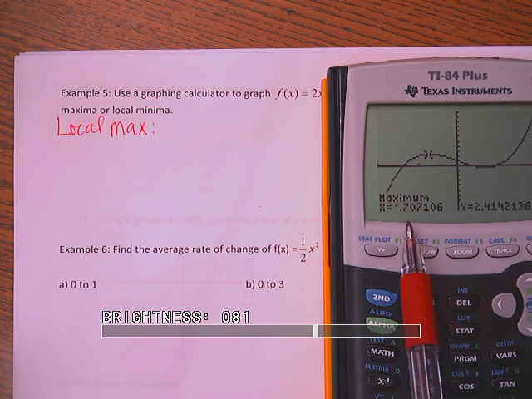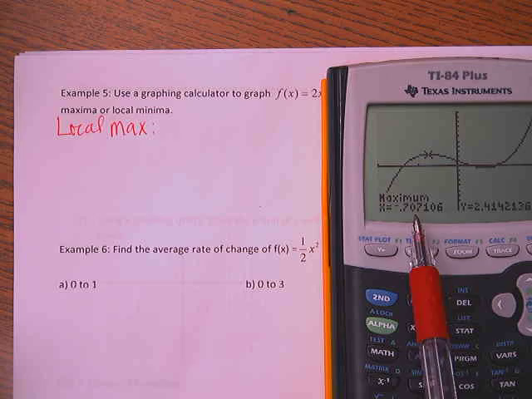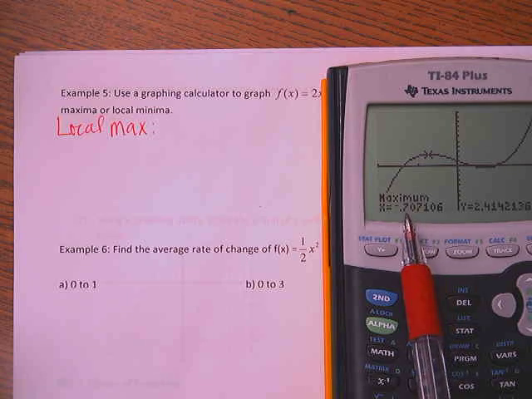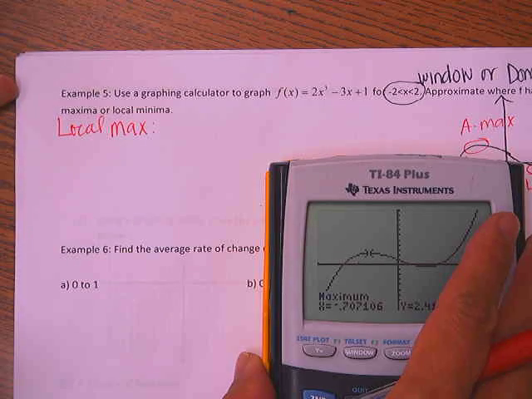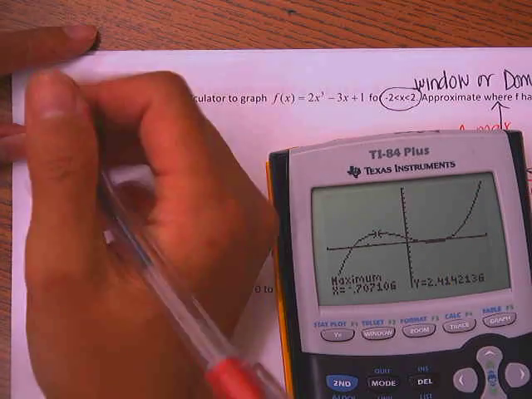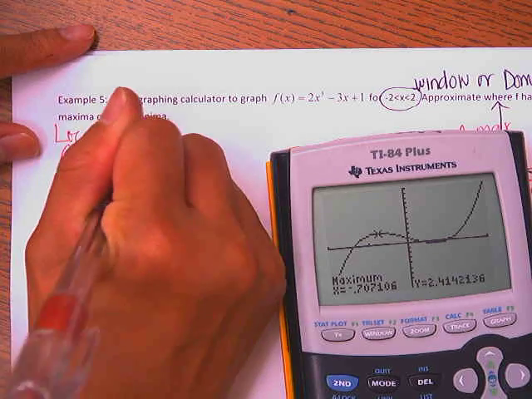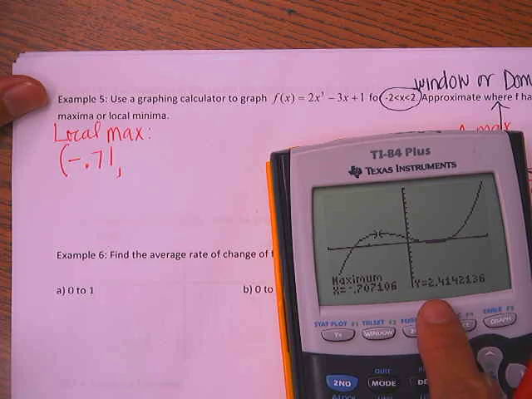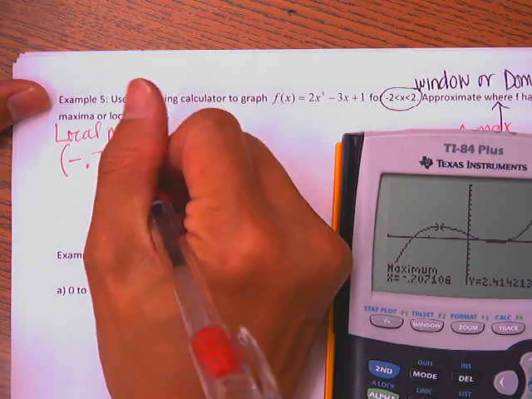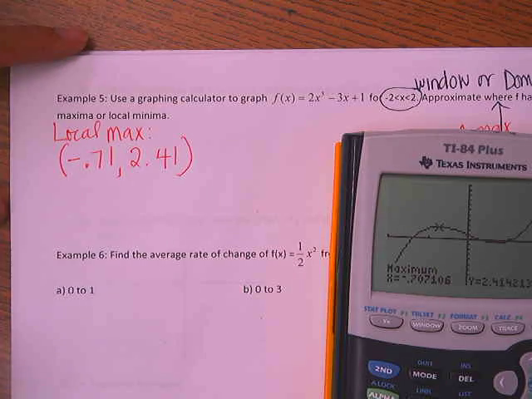Okay, I'm going to give you an ordered pair. So negative 0.71. To round this correctly, look at the third digit, then round this up. So it says here approximate where f has any local maximum. So local maximum is negative 0.71, comma, okay, so the y value is 2.41. So round it to 2 decimal places, okay?